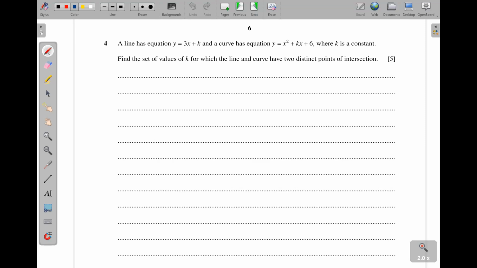Question 4 is also coming from Quadratics. A line has the equation, this one, and the curve has this equation where k is a constant. Find a set of values of k for which the line and the curve have two distinct points of intersection.